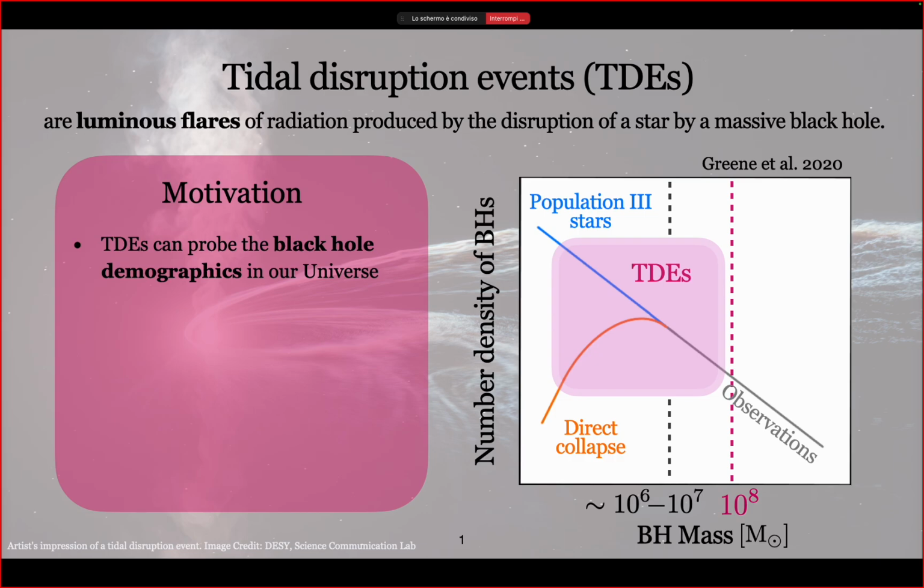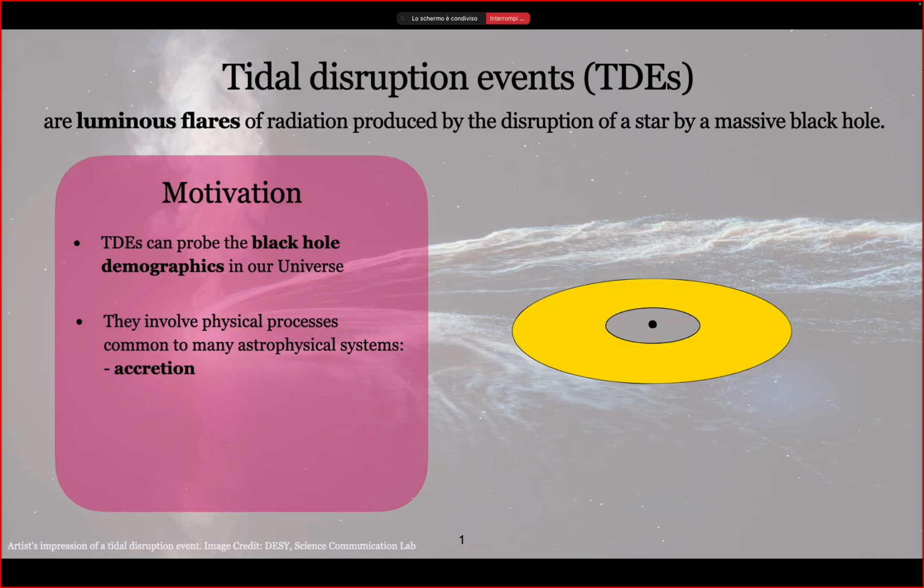So if the black hole is too big, the star is just swallowed directly, as a whole, without being disrupted? Yes. Okay. Mm-hmm.